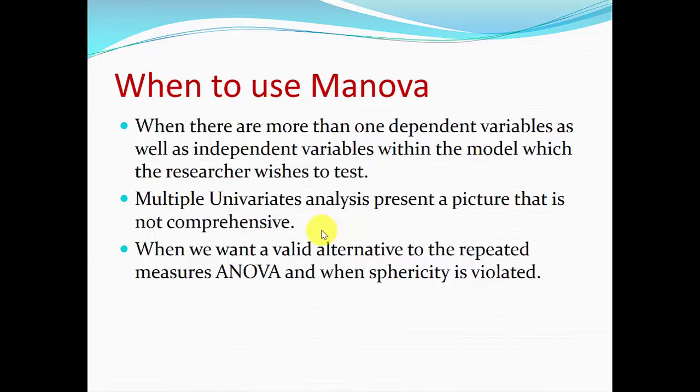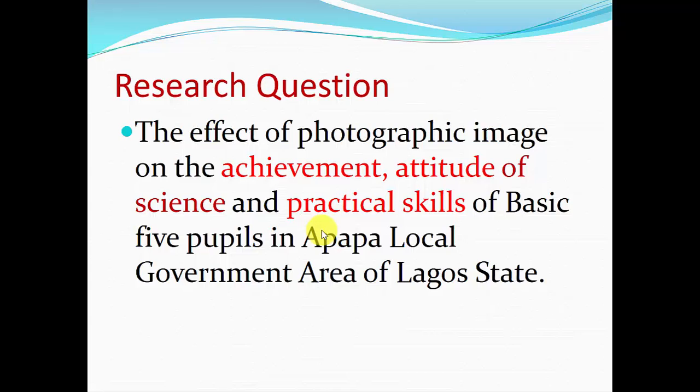I want us to look at a research question to understand what independent variable is in MANOVA. The research question on slide 6 is: the effect of photographic image on the achievement, attitude to science, and practical skills of basic 5 pupils in Apapa local government area of Lagos State.